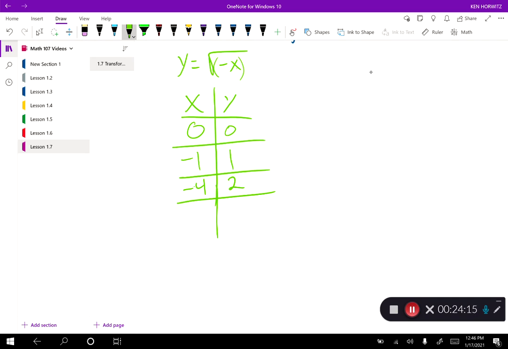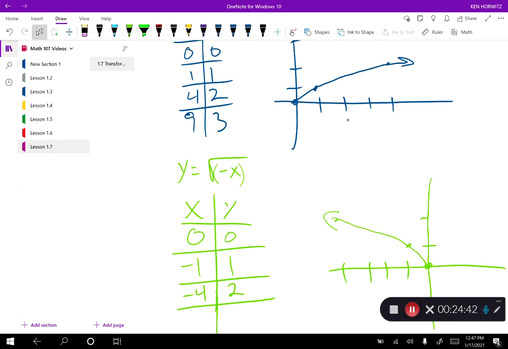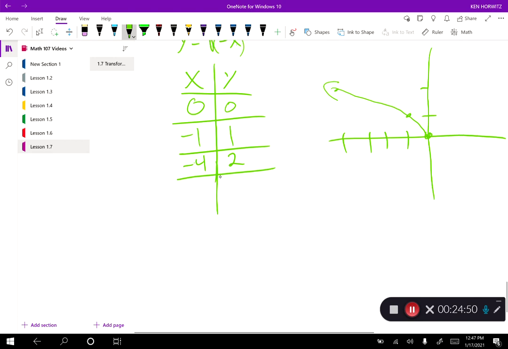So what do we see when we make this graph? I got 0, 0. Oop. Make a better graph than that. And I'll go down like this. But notice, from the parent to the new graph, what happened when I put a negative inside my function? When I put a negative inside the function, it's a reflection across the y-axis.